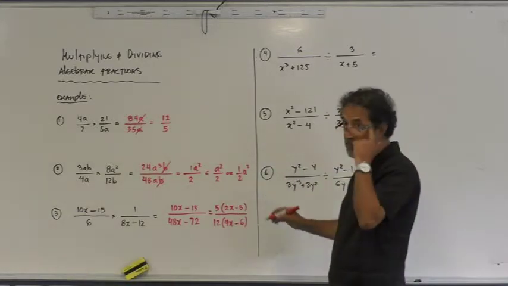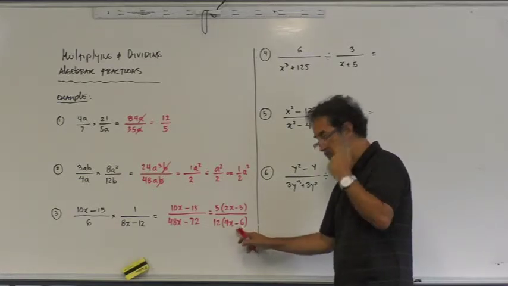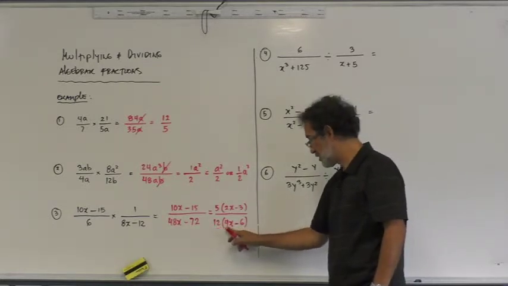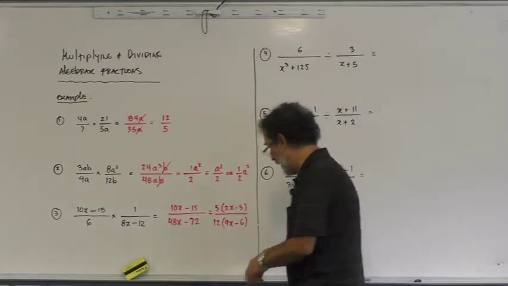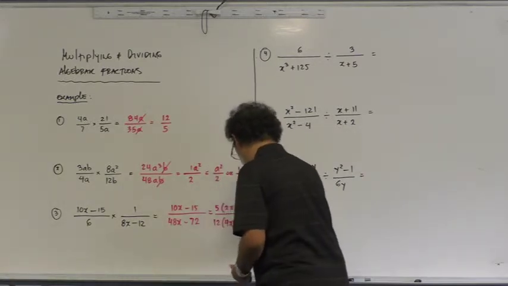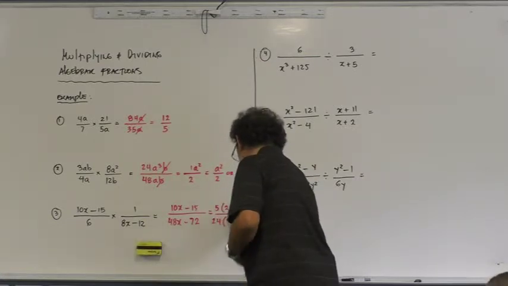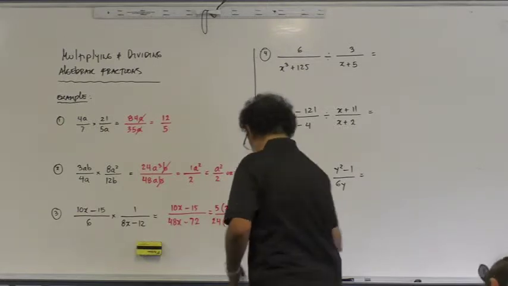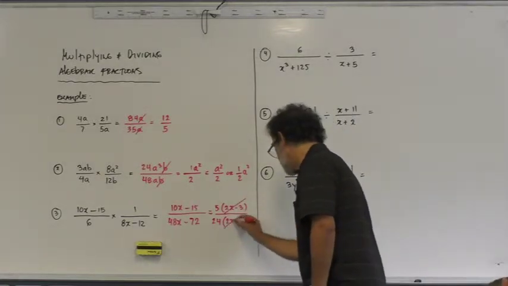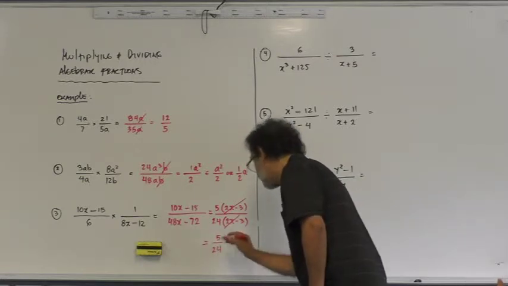Okay, can you see that we can again take a common factor from here? I think that in here we have a higher common factor. Yeah, 24. So we're going to take 24, and that is going to be 2x minus 3. Okay, and then we can simplify 2x minus 3 from top and bottom. So that means that the answer is going to be 5 over 24.